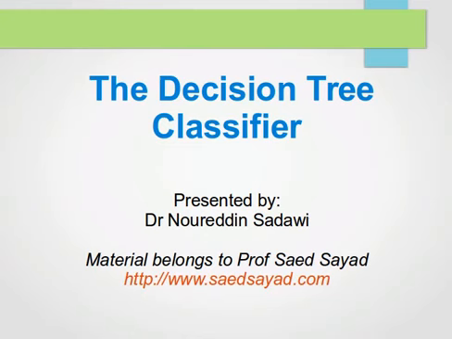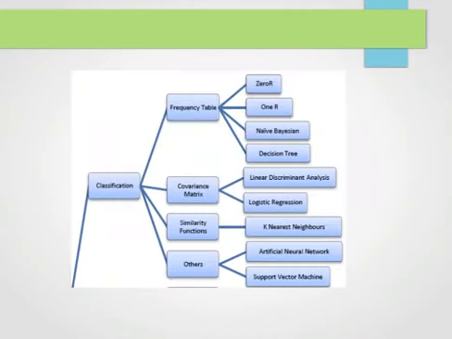In this video and the next video, I'll be explaining to you the intuition behind the decision tree classifier, how it works, and I'll give you an example to make sure that things are clear. We continue our frequency table based classifiers. We've done the first three and now we're doing the decision tree classifier.